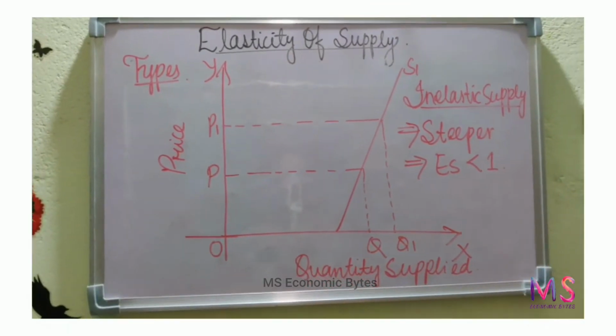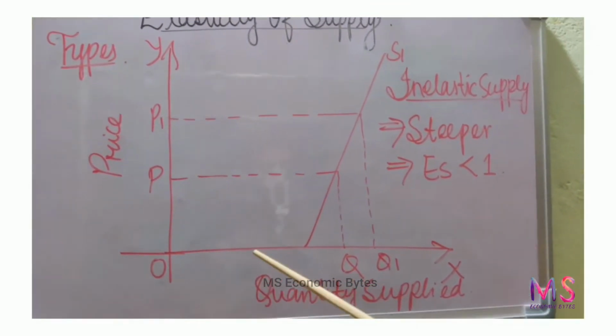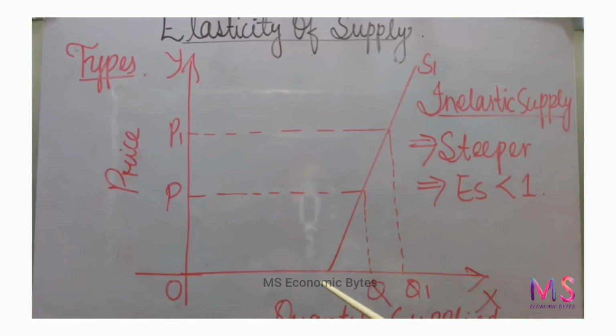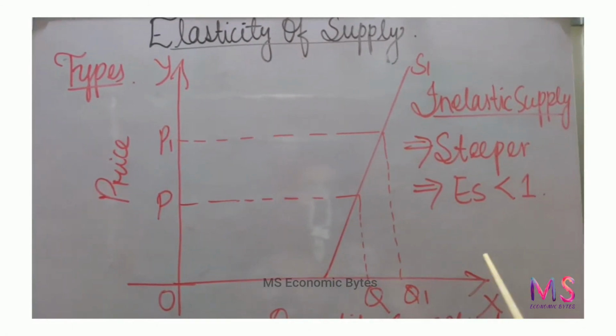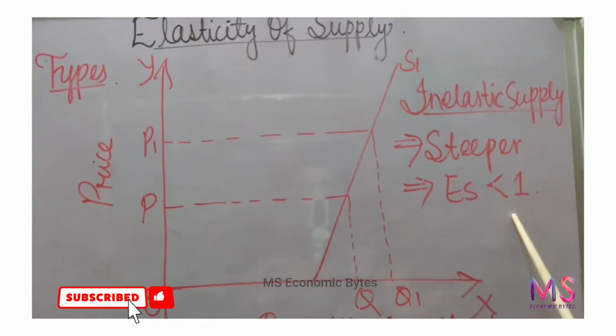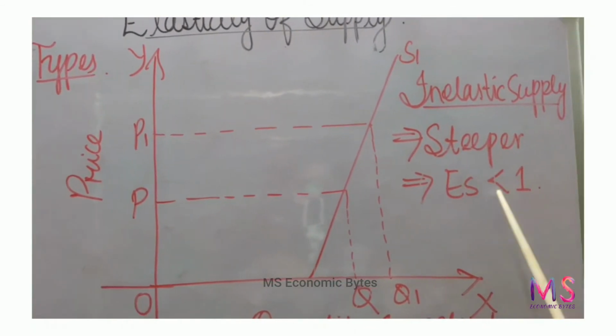In case of inelastic supply, the supply curve is steeper. As you can see here, it is not flatter, and the value of elasticity of supply is less than 1, that is ES is less than 1.